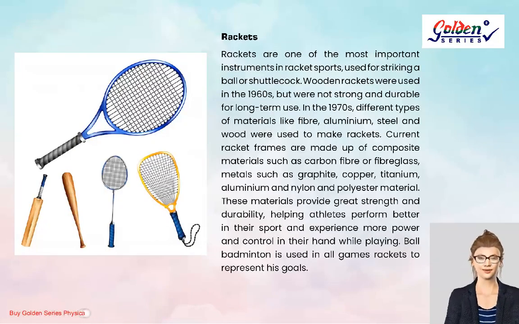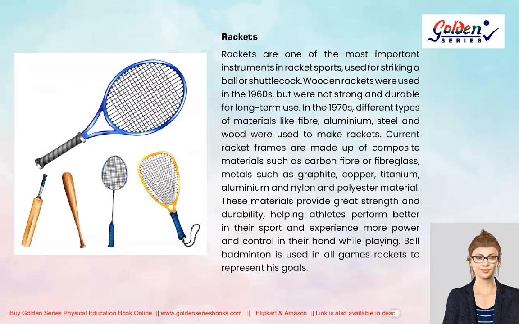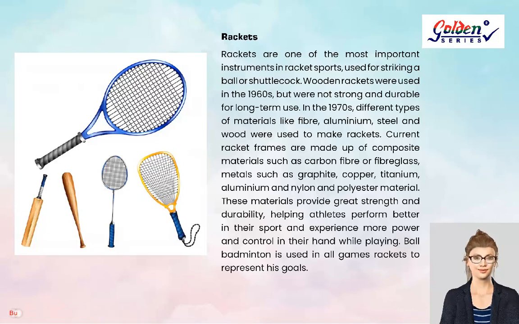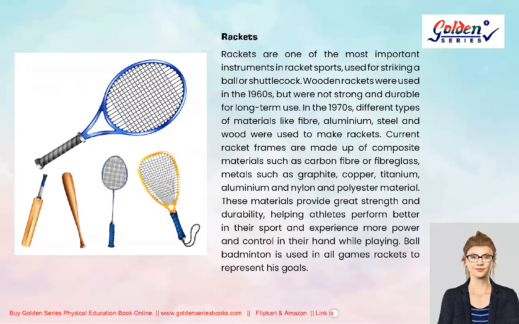Rackets. Rackets are one of the most important instruments in racket sports, used for striking a ball or shuttlecock. Wooden rackets were used in the 1960s but were not strong and durable for long-term use. In the 1970s, different types of materials like fiber, aluminium, steel and wood were used to make rackets. Current racket frames are made up of composite materials such as carbon fiber or fiberglass, metals such as graphite, copper, titanium, aluminium and nylon and polyester material.